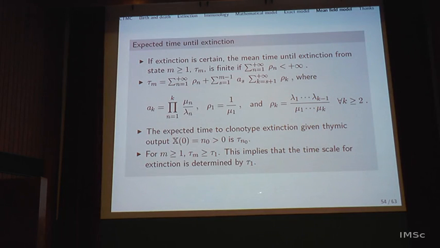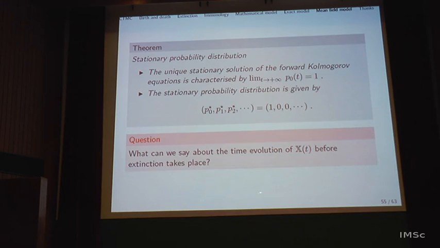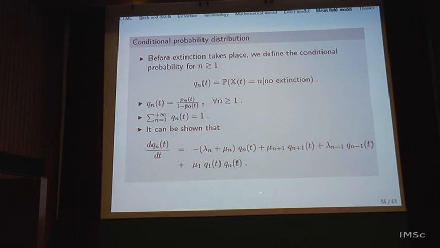You can also obtain equations for these average times to extinction with these A's and rho's defined this way, and you can compute these times to extinction. Again, given that extinction takes place with probability 1, if I wait long enough, my system will end up absorbed. So what can I say about the time evolution before extinction takes place? Remember, for that, I introduced these quasi-stationary probability distributions.